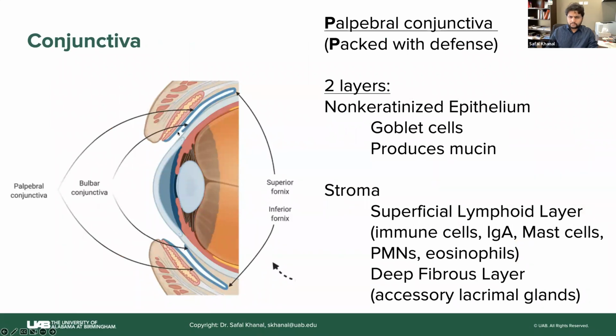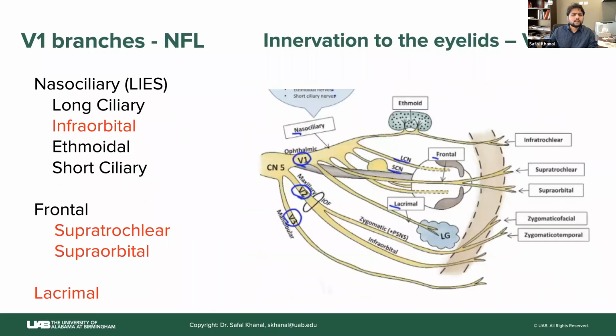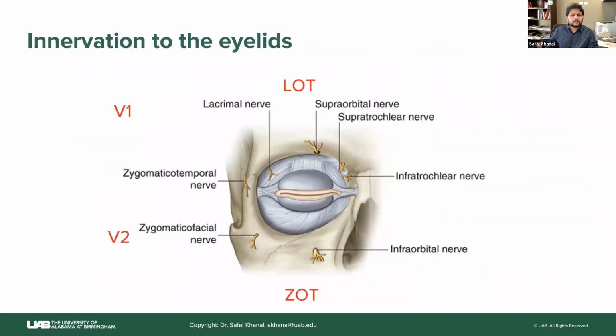So you can remember the innervation to the eyelids by these mnemonics, and the ones highlighted in red are the ones supplying the eyelids. So infratrochlear, supratrochlear, supraorbital, and lacrimal, which are the branches of the ophthalmic nerve. When you look from the frontal side, you can remember by the mnemonic.